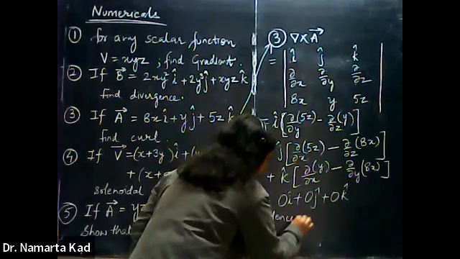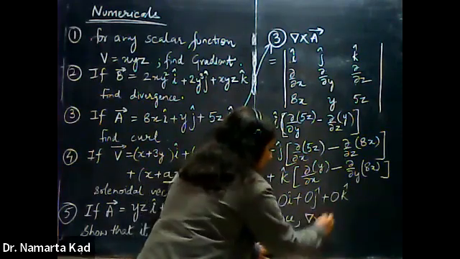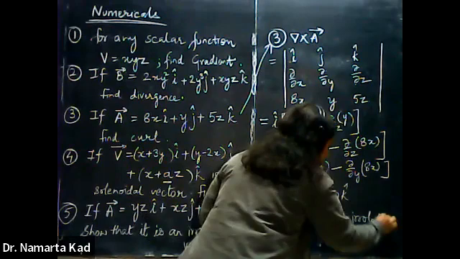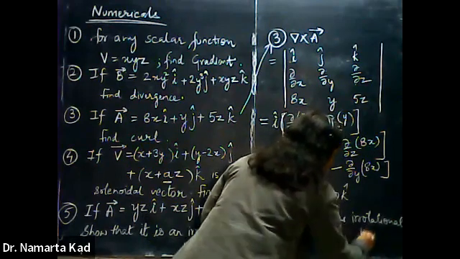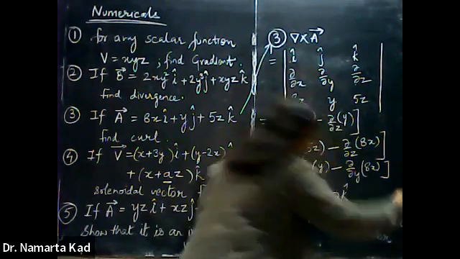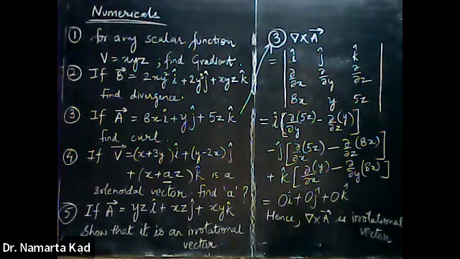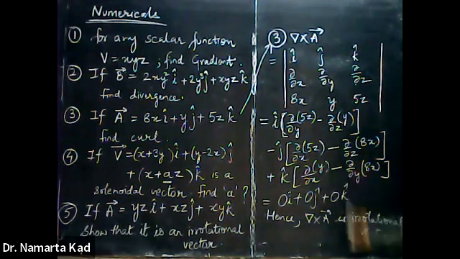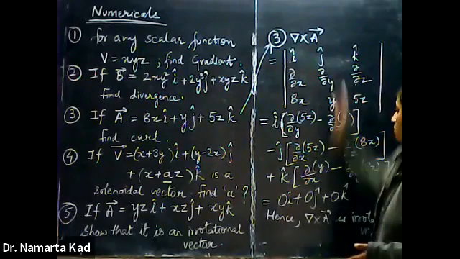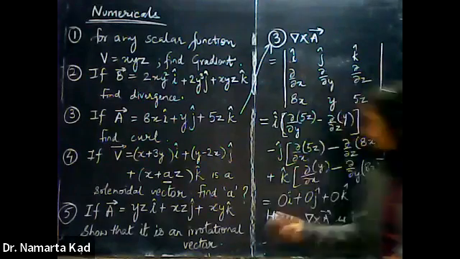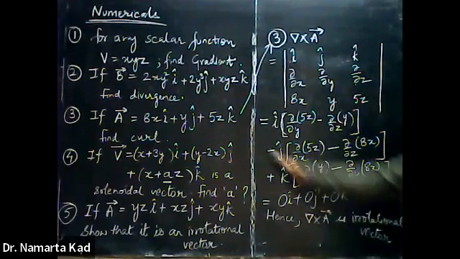hence del cross A is an irrotational vector. Okay, hence del cross A is an irrotational vector. So this is your third question. That means if del cross A comes out to be a null vector, then we simply say that it is an irrotational vector. So this is your final result for the third question.